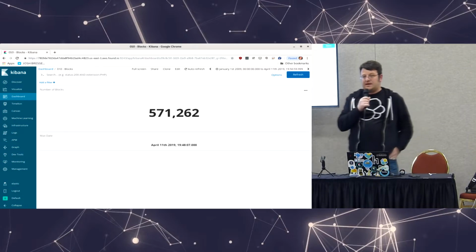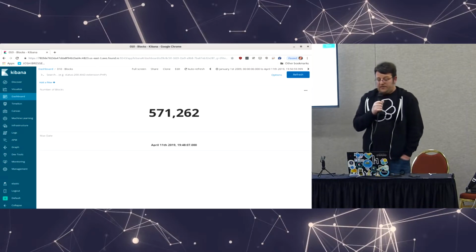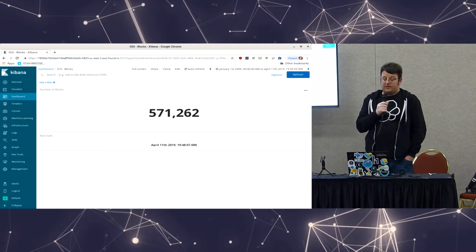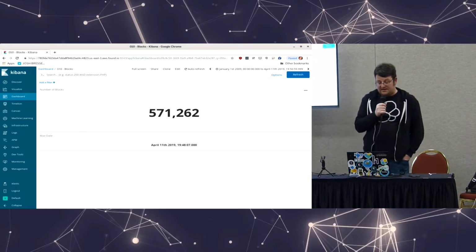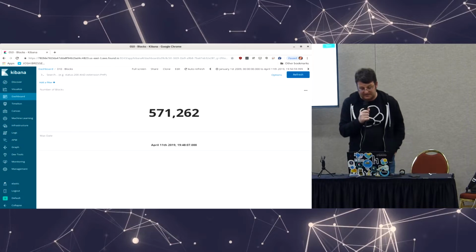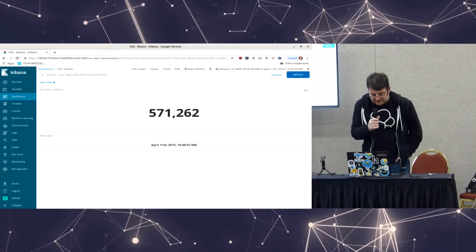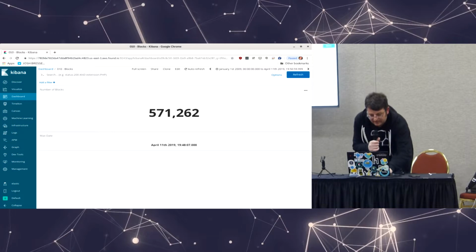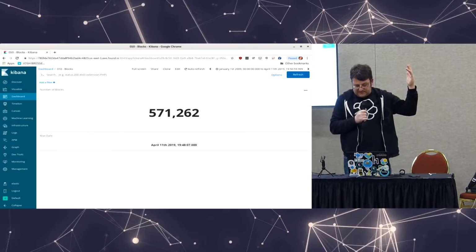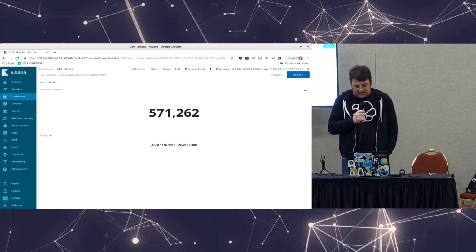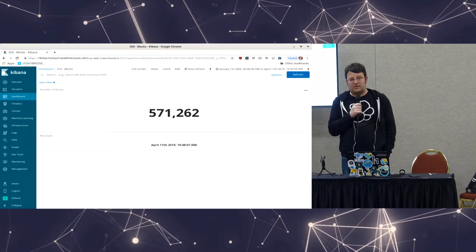So anyway, as of right now, this is current data. There are 571,262 blocks in the Bitcoin blockchain, and the date on the bottom is the time of the last block. All right, let me get rid of that. This is part of the fun of live demos also. So anyway, April 11, 19:48, math is hard, that's 7:48 p.m., is when the last block we're looking at right now came in.